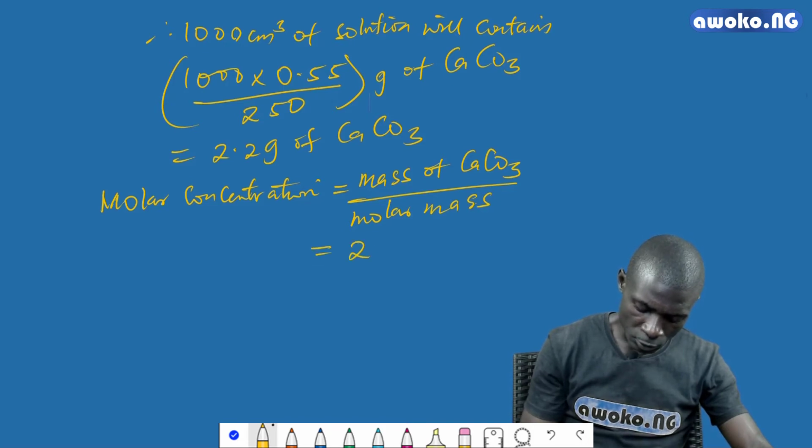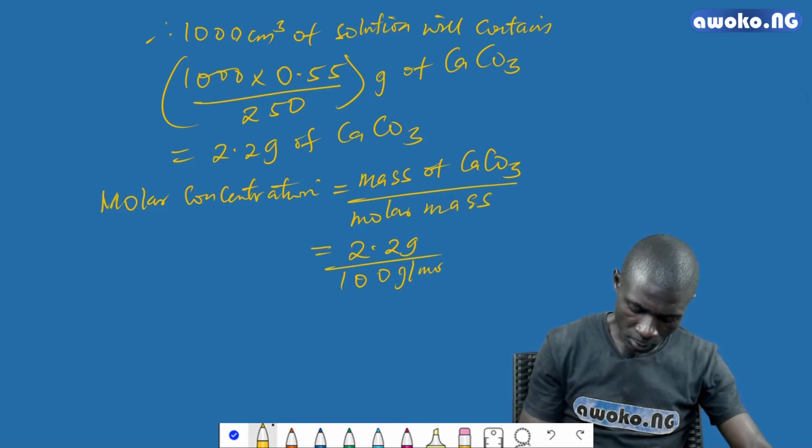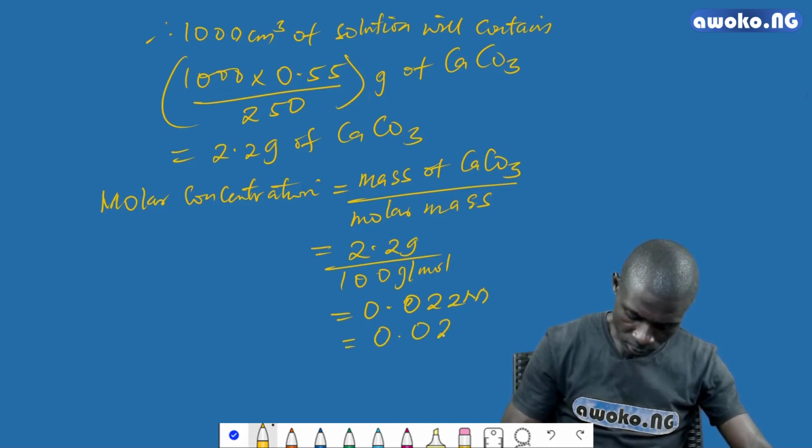So this will give you 2.2 grams divided by 100 grams per mole. Of course, by dividing this, what we have as our answer is 0.022 mole, or equal to 0.022 mole per dm cube.